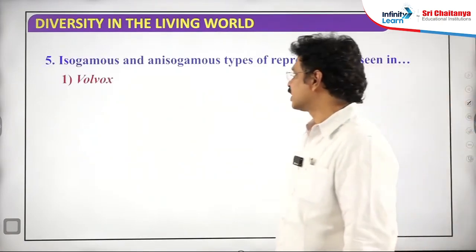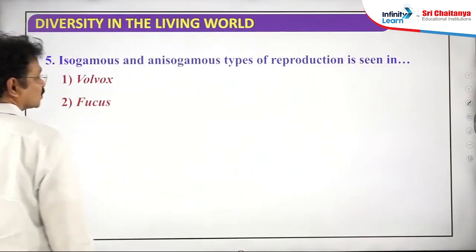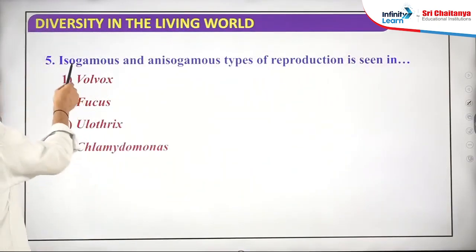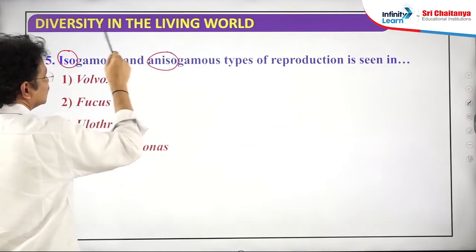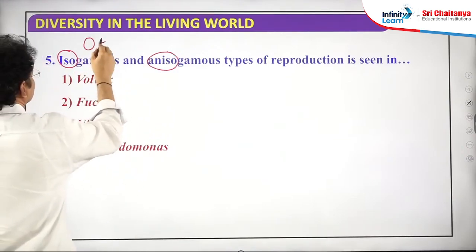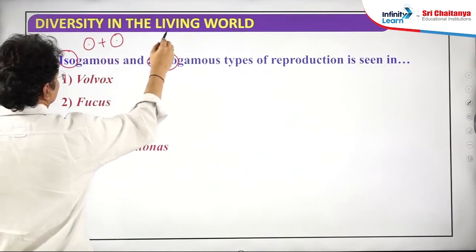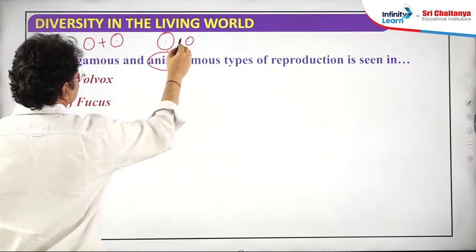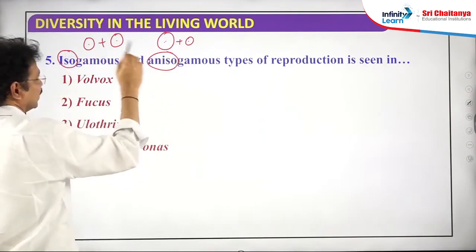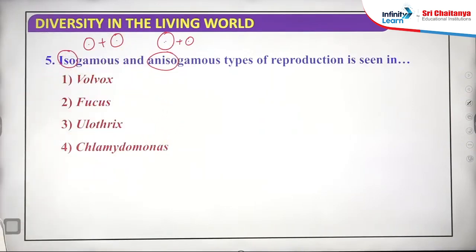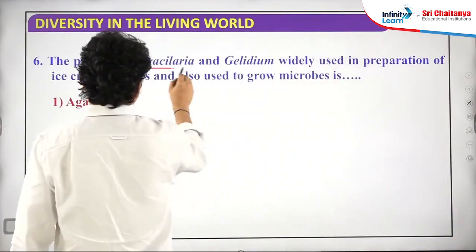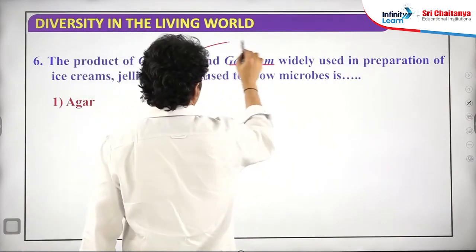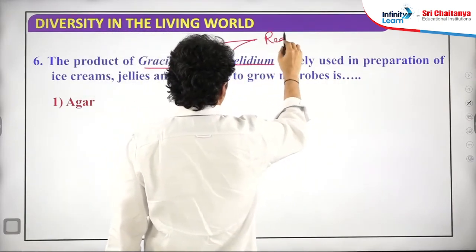Next question. Isogamous and anisogamous types of reproduction are both seen in which? Isogamous means fusion of two similar gametes. Iso means similar gametes; aniso means dissimilar gametes. In iso, both gametes involved in fusion are similar. In aniso, one is smaller and the other is the larger gamete. Both types of gametic fusion are found in Chlamydomonas. Good, fourth option, right answer. Next, the product of Gracilaria and Gelidium. Gracilaria and Gelidium are both examples of red algae.